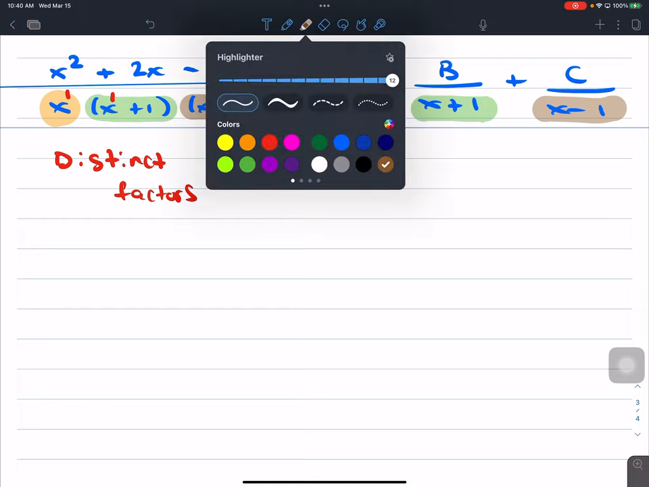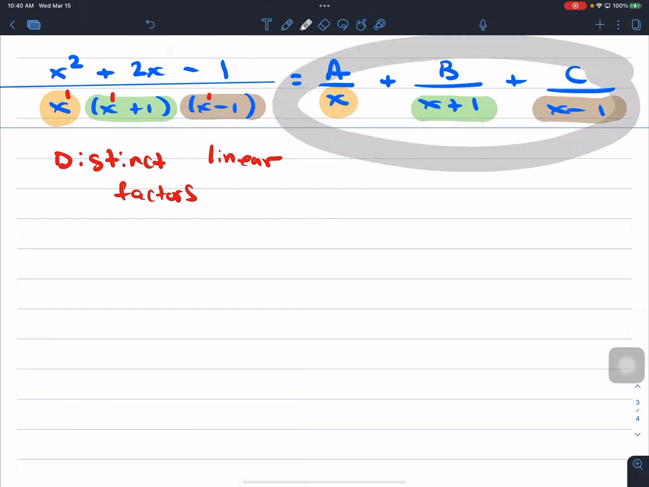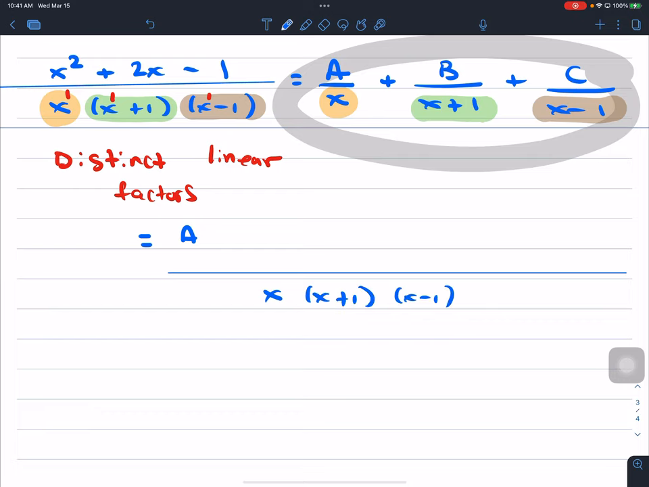So we're going to do that. We're going to try to add these terms. What do you guys think? Add them. You know what you're going to end up with? First of all, as a denominator, you guys are going to have x, x plus 1, x minus 1. Is that right? You're going to have those factors if you try to do the LCM. And then this is going to be a times x plus 1, x minus 1, plus bx, x minus 1, plus cx, x plus 1.